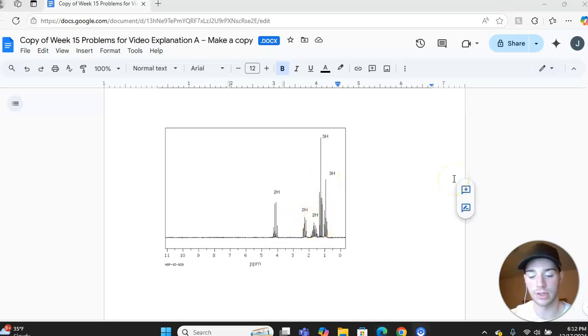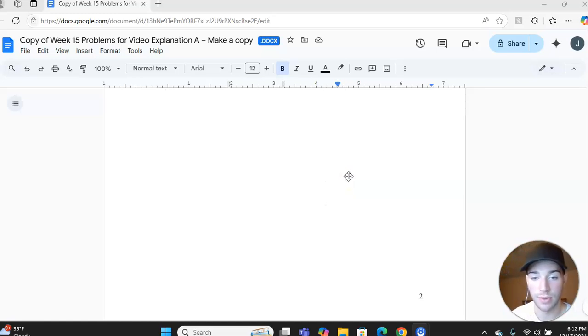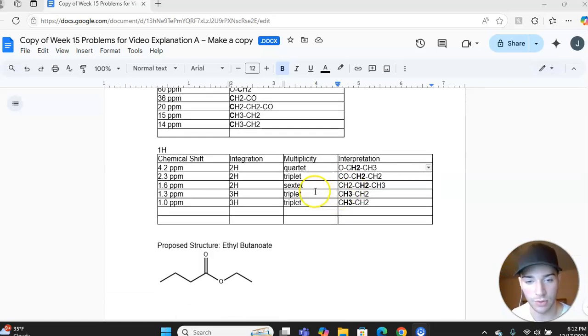The next thing I was looking at is trying to figure out where the other carbons and the other hydrogens were. And the next thing I looked at was this sextet here. So this 2 integration number meant that it was a CH2, and it had to have 5 total neighbors. So that meant I knew from that it was bonded to another CH2 group and a CH3 group, as I wrote down here.